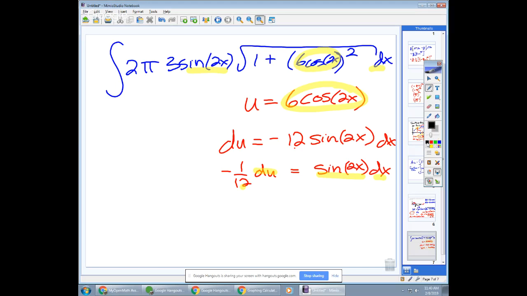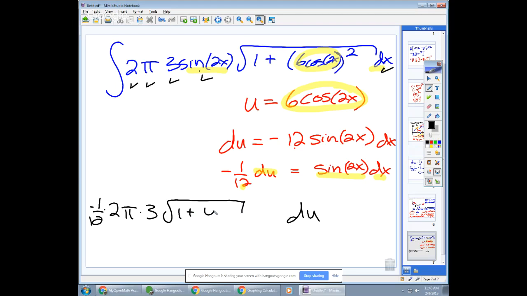All right, so let's see. What do we got here? We're going to have a 2 pi. We're going to have a 3. And then this and this are the du. The negative 1, so I've got that. I need a negative 1/12, so I'm going to put that in. And then I'm stuck with the square root of 1 plus u squared.